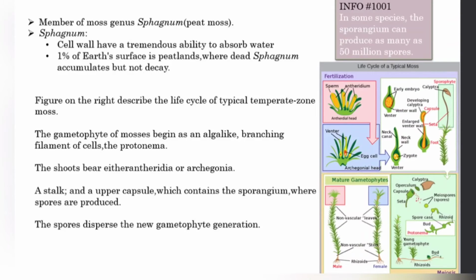The dependent sporophyte consists of a foot enclosed in female gametophyte tissue, a stalk, and an upper capsule which contains the sporangium where spores are produced. A moss sporophyte is always attached to the gametophyte. At first, the sporophyte is green and photosynthetic; at maturity, it is brown and non-photosynthetic. In some species, the sporangium can produce as many as 50 million spores. The spores disperse to produce new gametophytes and the next generation.